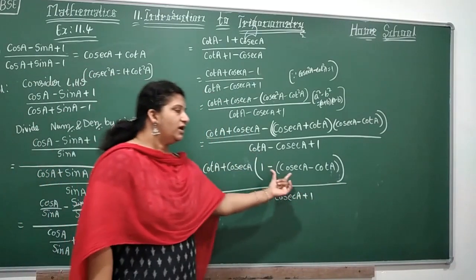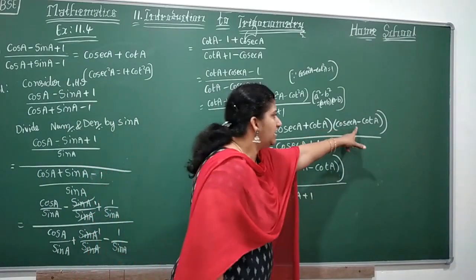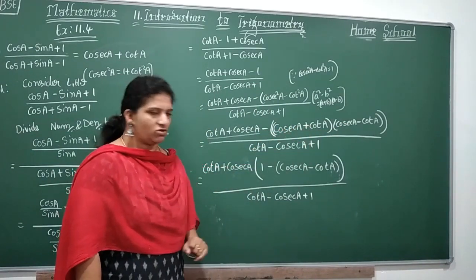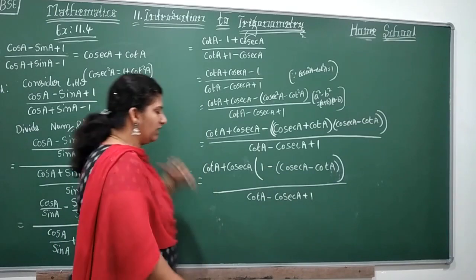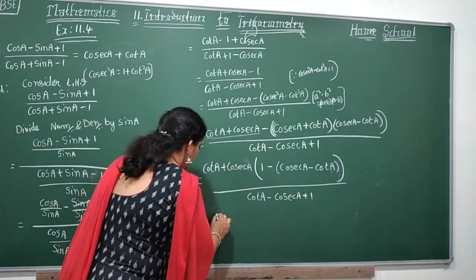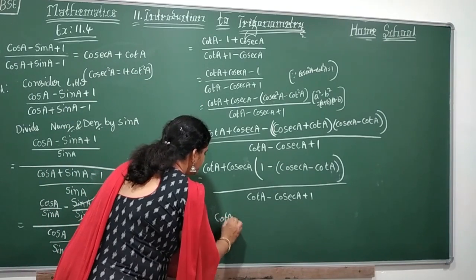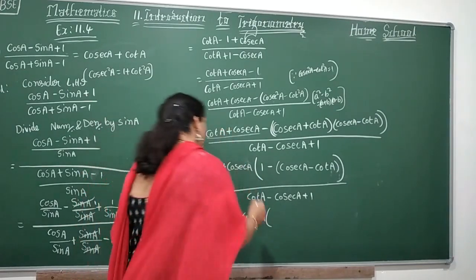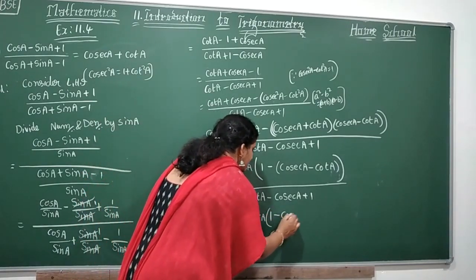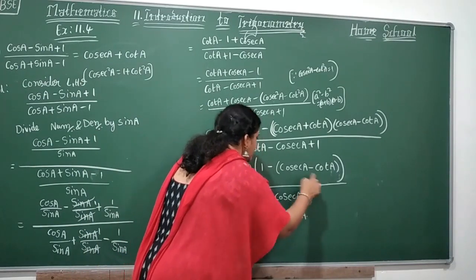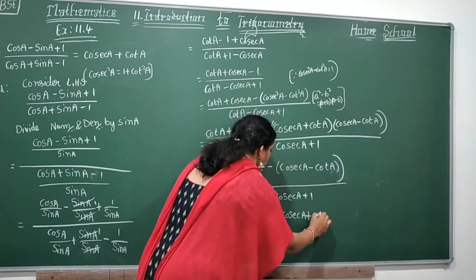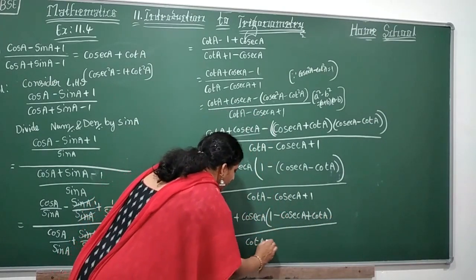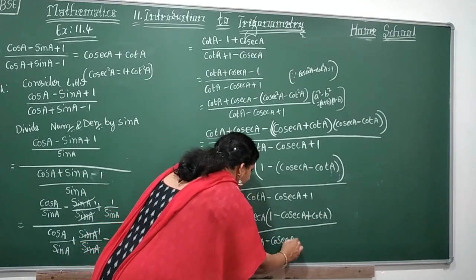So now why did I say brackets here, children? Here you have a negative sign. If you write directly minus cosecant A minus cot A, that is wrong. When you now remove your bracket here, what are you going to get? Cot A plus cosecant A as it is, children. Now what is left inside? 1 minus cosecant A, minus into minus plus cot A, whole divided by cot A minus cosecant A plus 1.